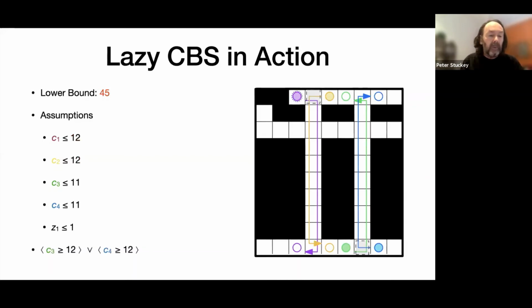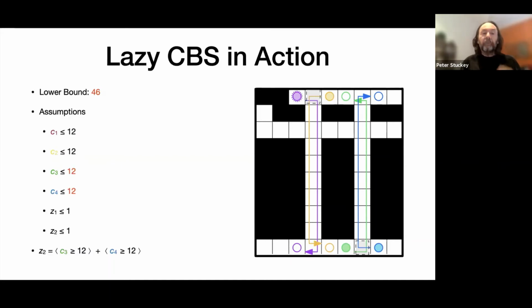We will get a problem with the C3 and C4. So just analogously as before, we'll find that one of them has to take a path length of at least 12. So again, we'll do the same trick. We'll relax both of their upper bounds to be 12, but we'll add the Z2 variable, which forces that only one of them is allowed to be 12, the other one has to be 11. Otherwise, this Z2 bound would be violated. And we'll find a lower bound of 46. And indeed, now we have a solution of 46, and so we've actually solved our problem.